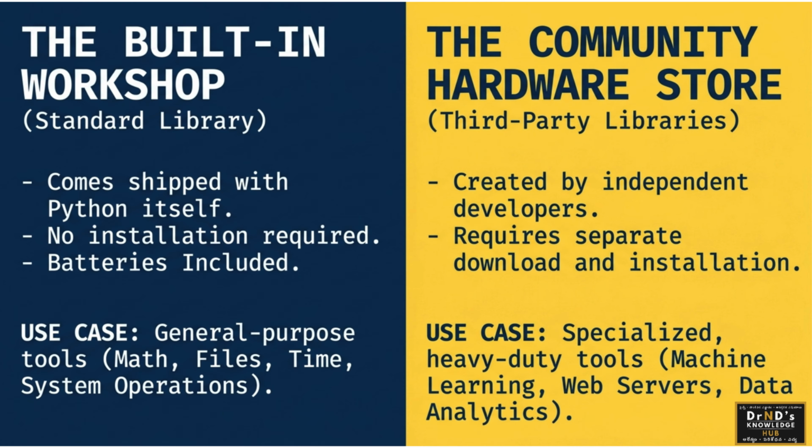Let's compare the standard library versus third party libraries. Python libraries can be divided into two major categories. The first category is called the standard library. These libraries come automatically with Python when it is installed. Think of them as the instruments already available in a newly established pharmaceutical laboratory. There is no need to download anything separately.